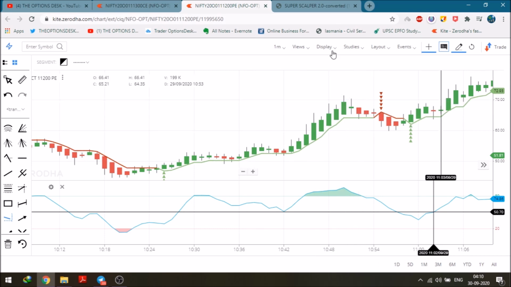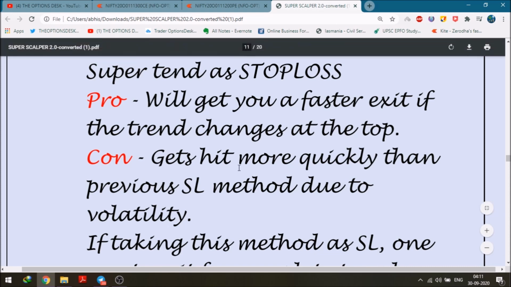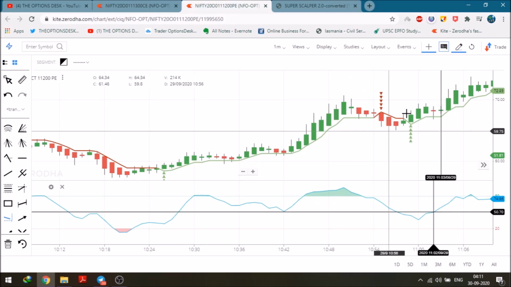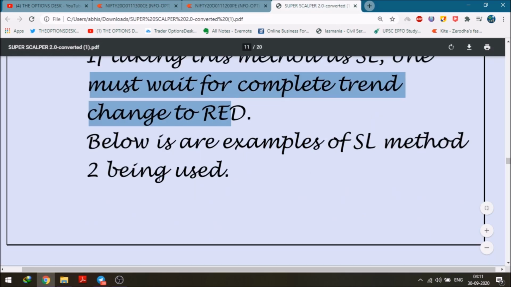So I prefer using method 1, but I have also shared method 2 in case it suits you, you can use it. So you have to wait for the trend to change on the downward end, then you have to exit the trade. But if you exit the trade here, you are going to miss the big move. Okay. If taking this method as SL, one must wait for the complete trend to change to red, as I have mentioned. Below are examples of SL method 2 being used.